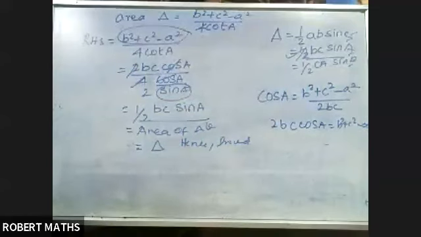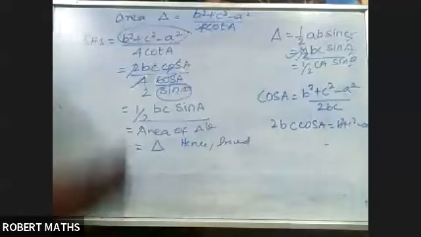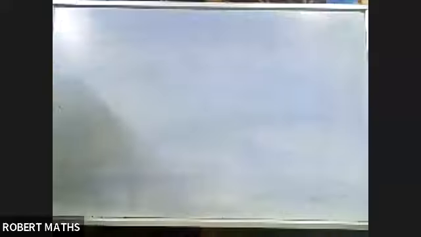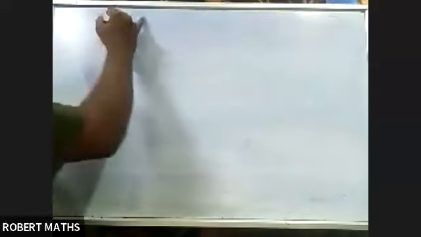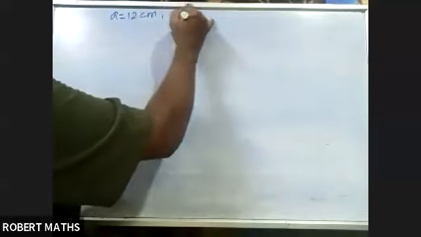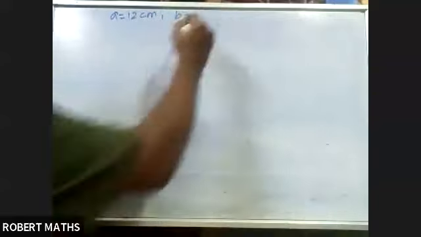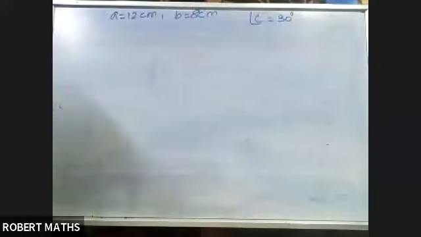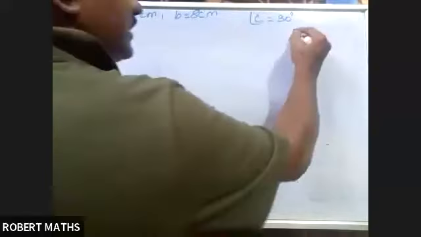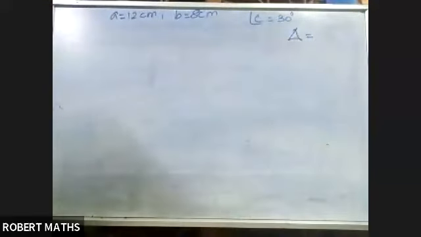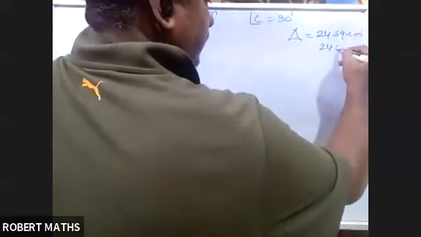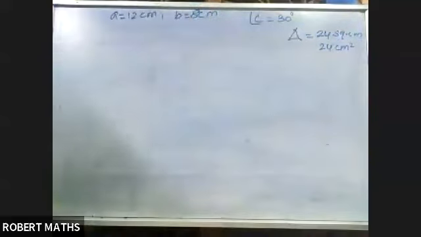In a triangle ABC, if A is equal to 12 centimeter, B is equal to 8 centimeter, and angle C is equal to 30 degree, show that its area is 24 centimeter square.